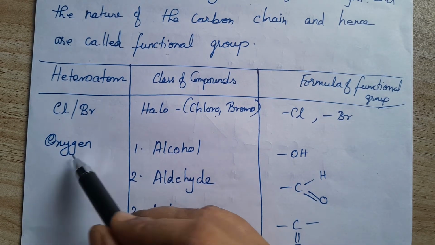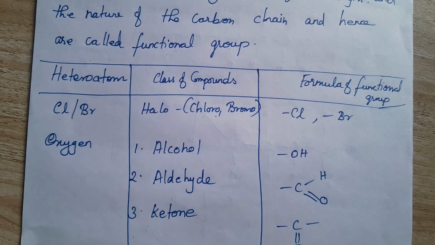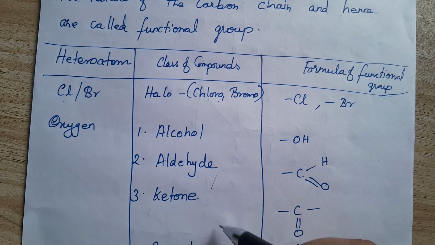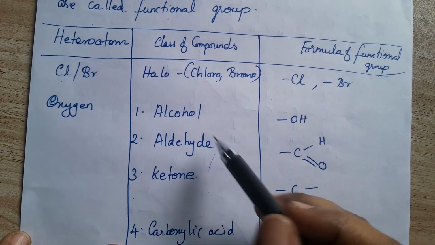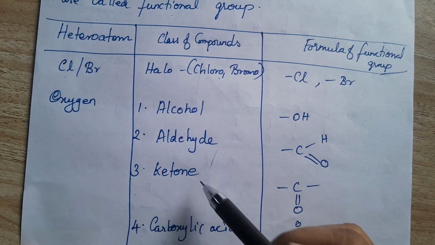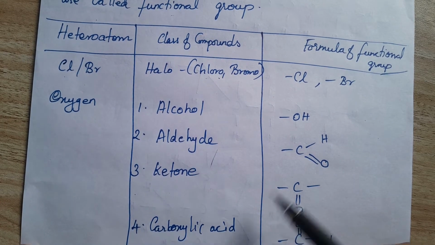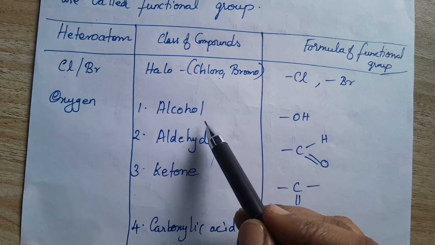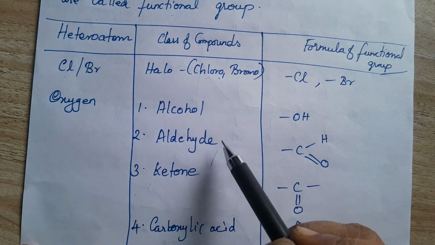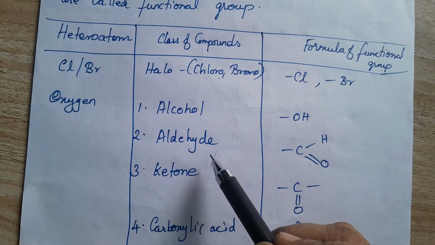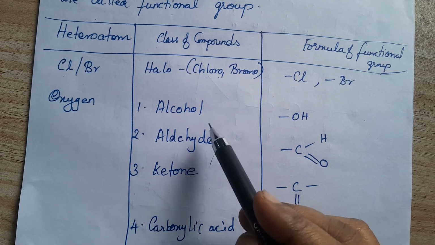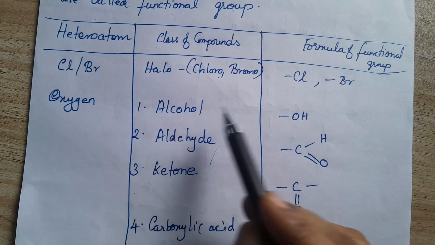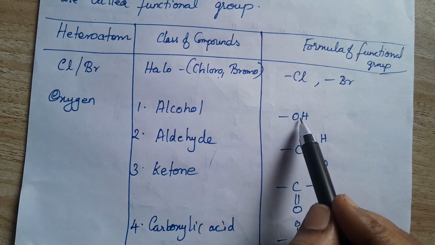In case oxygen is attached to it, we'll classify it in four forms: alcohol, aldehyde, ketone and carboxylic acid. Here we are going to replace one of the hydrogens with oxygen. Based on the bonding and the attachment with hydrogen and carbon, this is named alcohol. That means the functional group will be OH.